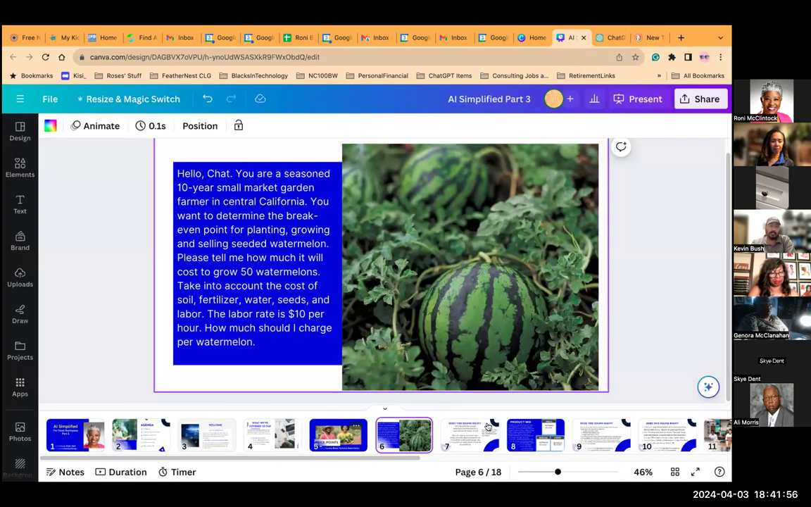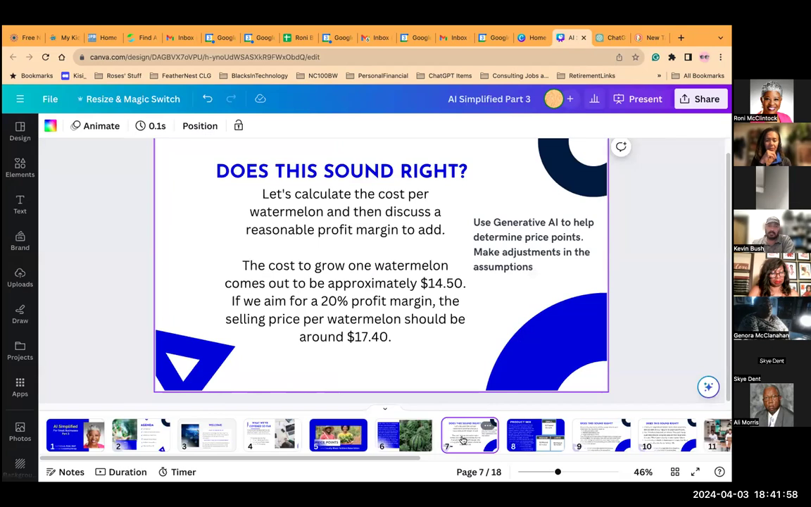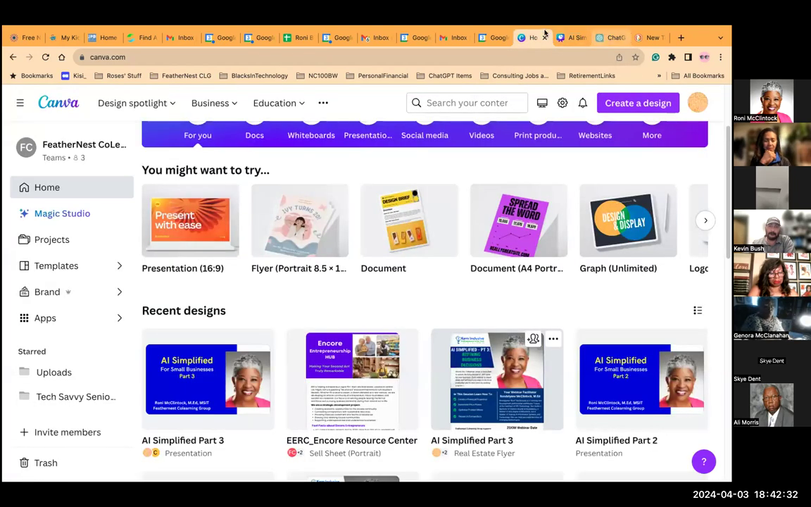So I actually did this earlier with some different information. And when I did it, the cost per watermelon came out to be about $14.50. With an aim of 20% profit margin, I should sell the watermelon for about $17.40. What's important is you want to use generative AI to help determine the price points and make your adjustments and assumptions. So this may be high, may be low. We're going to do some other things to it.